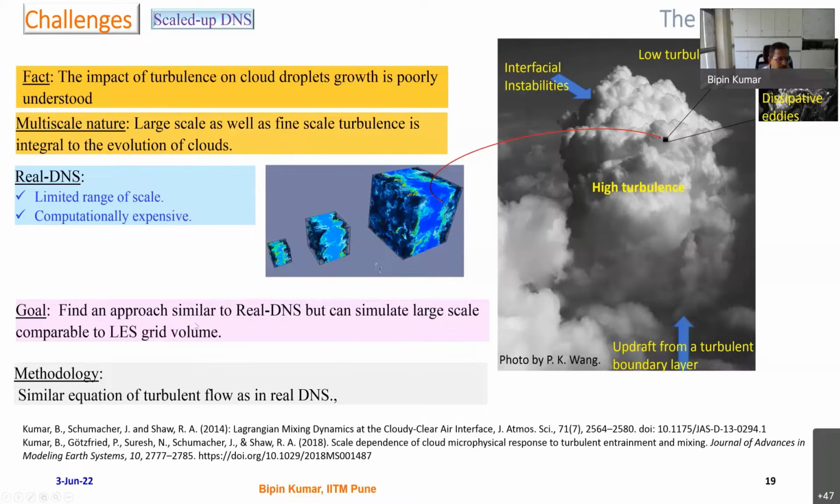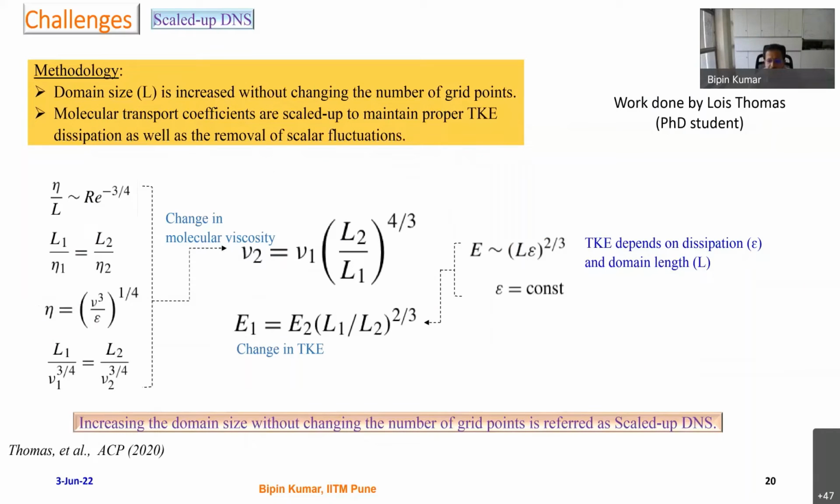So what is the approach? We found an approach where we keep all the things as a real DNS as much as possible, with no parameterization, but do the simulation up to something like an LES grid volume. We will not change any equation here, but we are going to do some kind of scaling of a few parameters in the fluid property and the droplet property. This is all 5 years of work, with the PhD work. So we have changed the molecular viscosity using the actual formula.